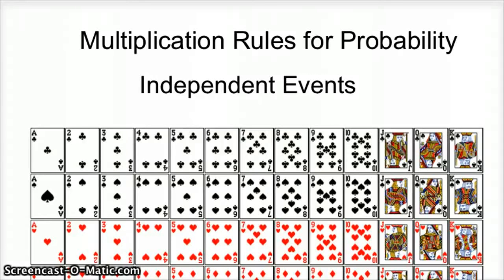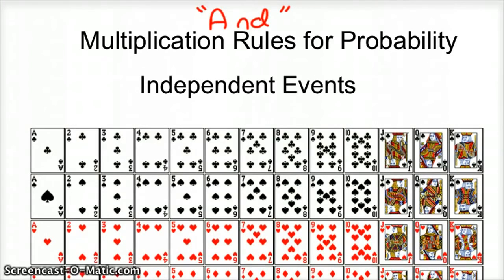Okay, multiplication rules for probability. The key to this one is the word "and". Let me write that up there. If you see "or" with probability, that generally means addition, and the word "and" means multiplication. So we've got two events occurring, and independent events is kind of the easiest one.